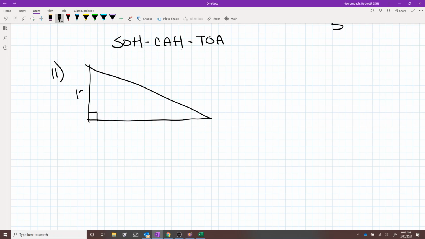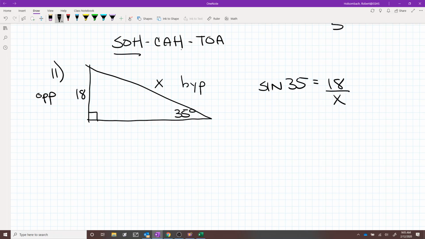Number 11 is an 18. We're looking for the hypotenuse. We've got a 35-degree angle. This is a review from last week. In relation to this 35-degree angle, we've got the opposite side. We need the hypotenuse. Opposite and hypotenuse is sine. So your equation is going to be that the sine of 35 equals the opposite side over the hypotenuse.